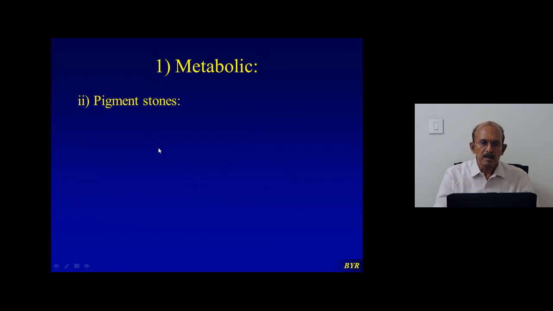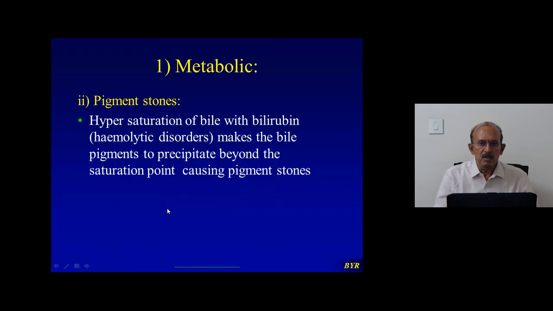Then the metabolic theory for formation of pigment stones. Hypersaturation of bile with bilirubin, which occurs in hemolytic disorders, makes the bile pigments precipitate beyond the saturation point, causing pigment stones. So in hemolytic diseases, there will be large quantities of bile pigment being produced, and that comes to the liver. So the liver conjugates that and secretes it into the bile. So bile is flooded with a lot of this bilirubin, and when this bilirubin becomes oversaturated, that can lead to the formation of stones.